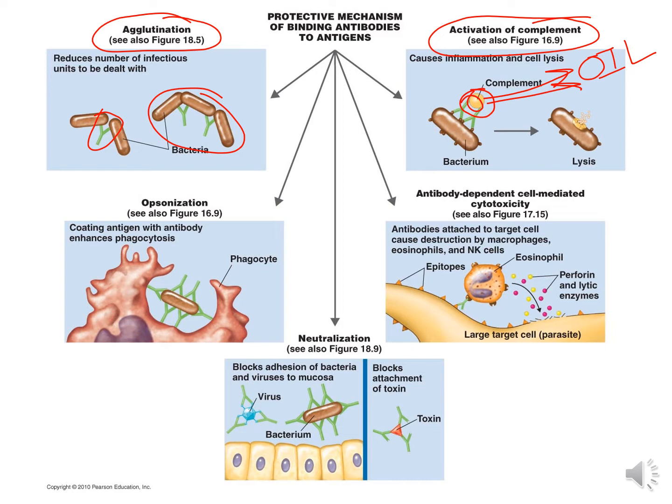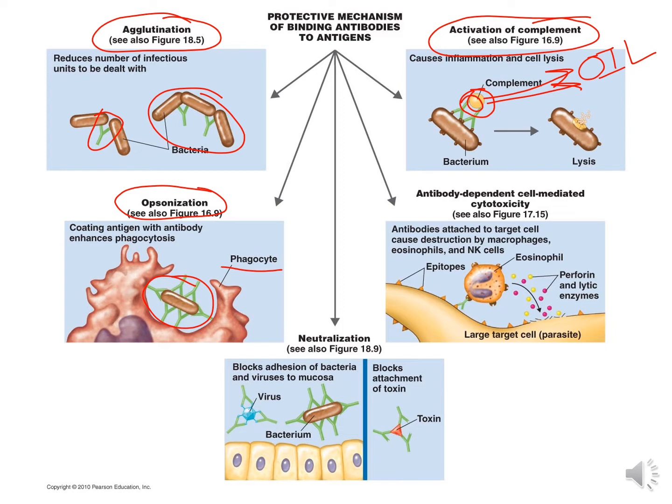The third benefit of antibody binding to antigen is opsonization. The basic definition of opsonization is when a microbe is coated with a protein, in this case, the protein is the antibody. When you have opsonization, it makes it much easier for the phagocytic cell to bind to the microbe and phagocytose it.